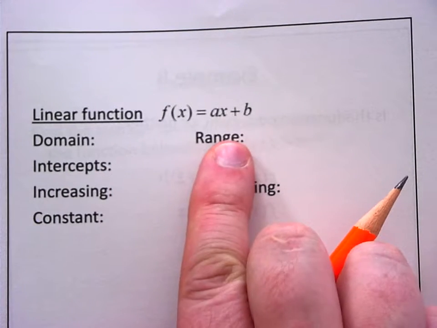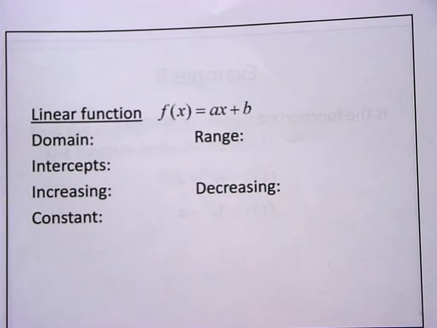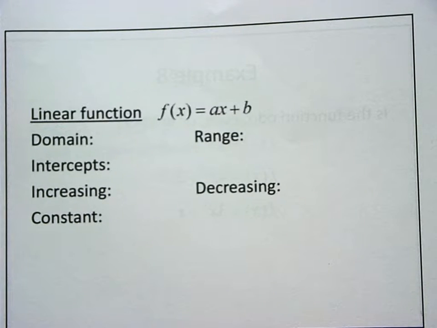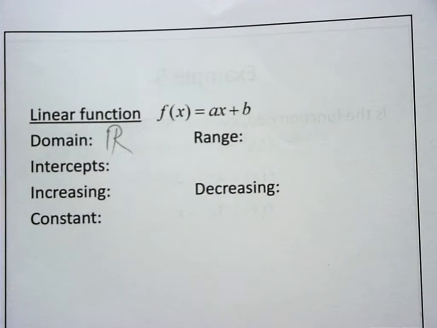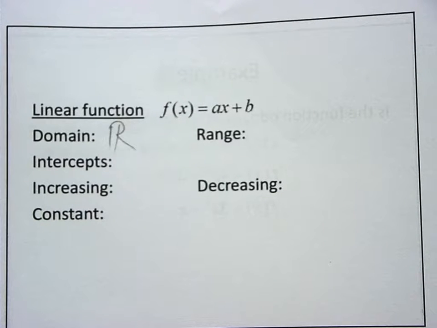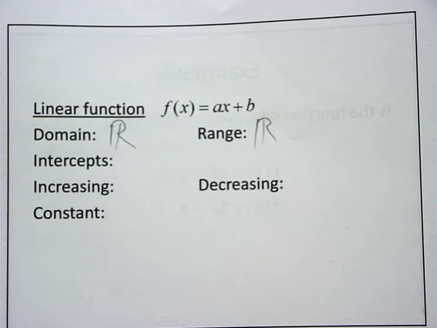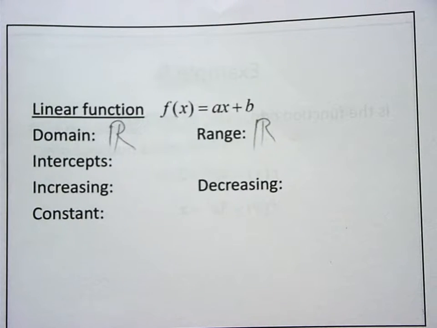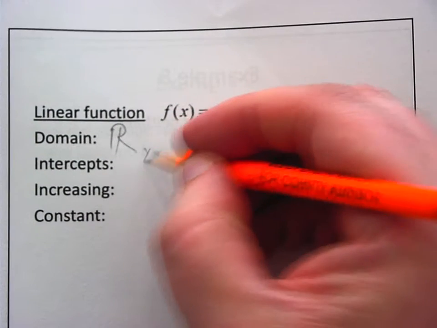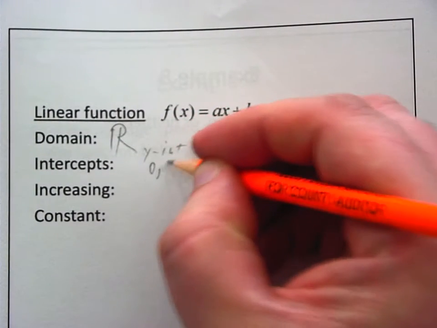What if it's a line that has to be a function? What's its domain going to be? All real numbers. Okay, it could be anything. What would its range be? All reals as well. Okay. What would the y-intercept be? Well, as far as coordinate goes, (0, b). So y-int is (0, b).